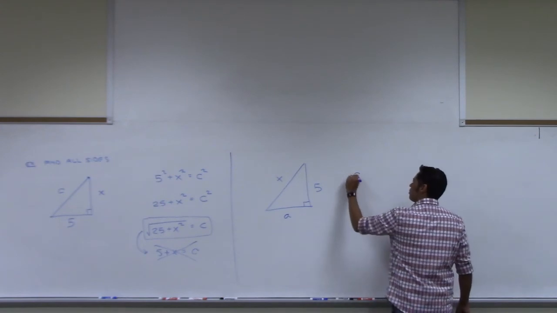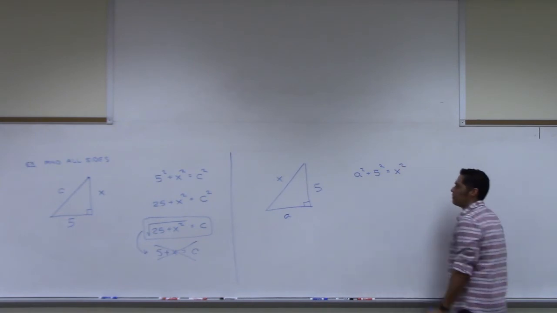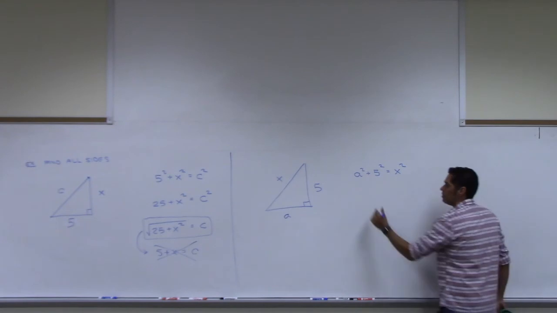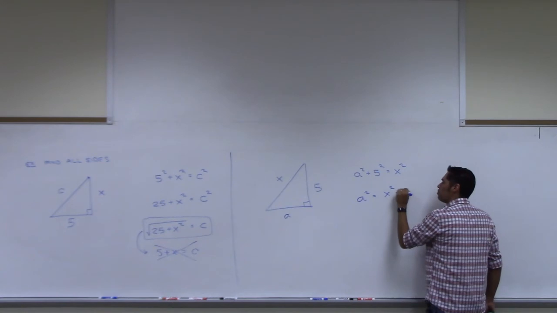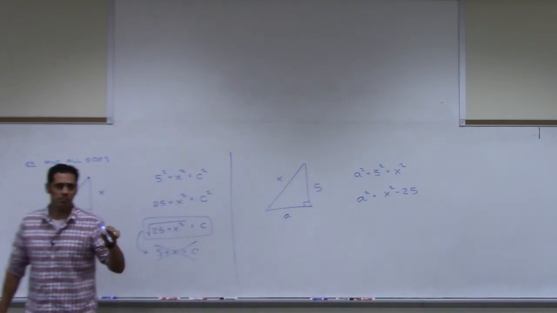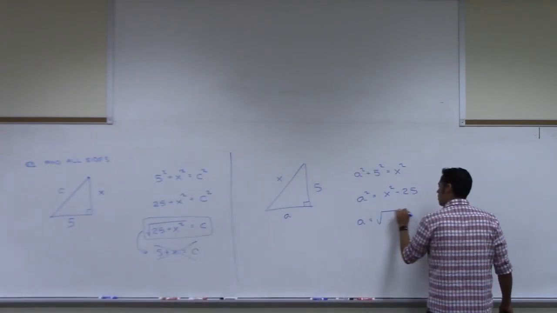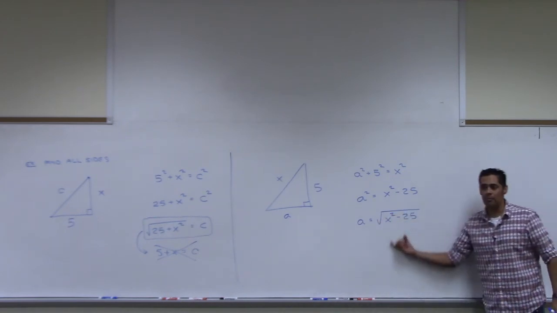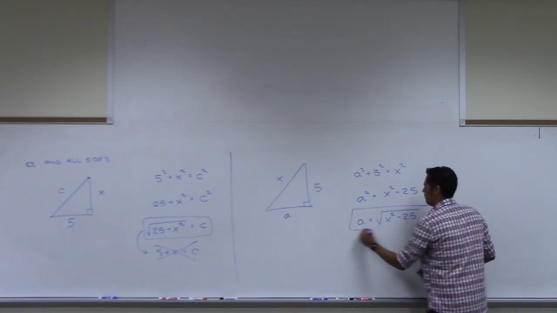So we know that A squared plus 5 squared must be x squared. And let's solve for a. Subtract 5 squared on both sides, so a squared is x squared minus 25. Agreed? And now square root. When we take the square root, we get a is equal to square root x squared minus 25. And we cannot break that down any further, right? We're done here. So that's it right there.